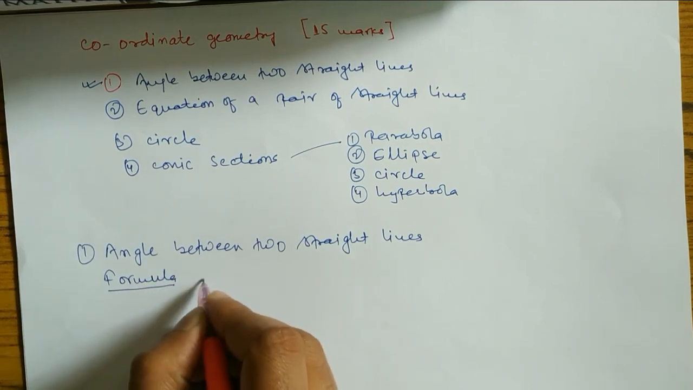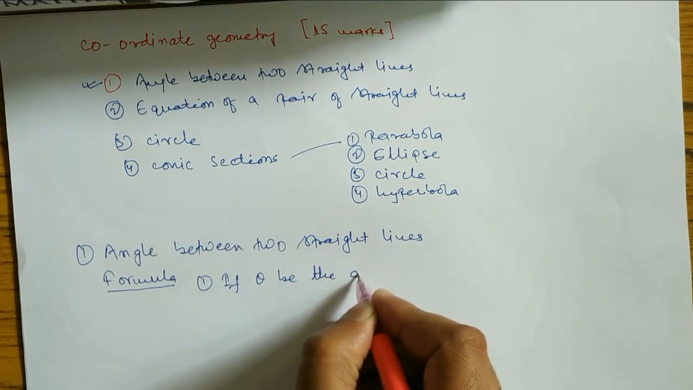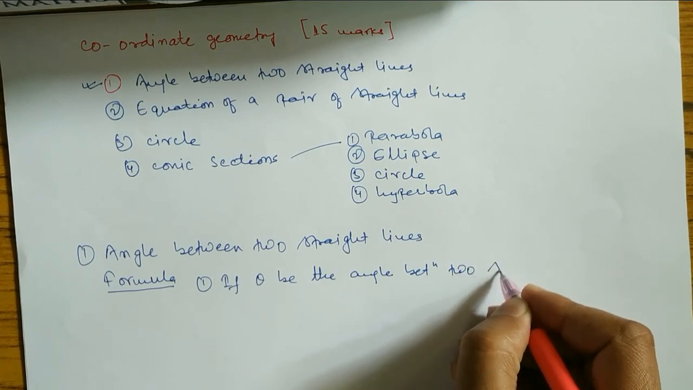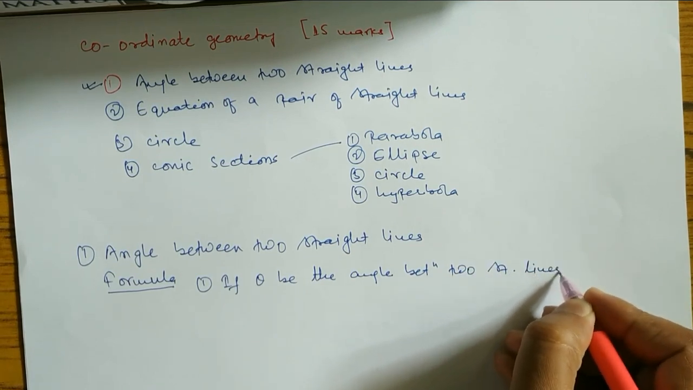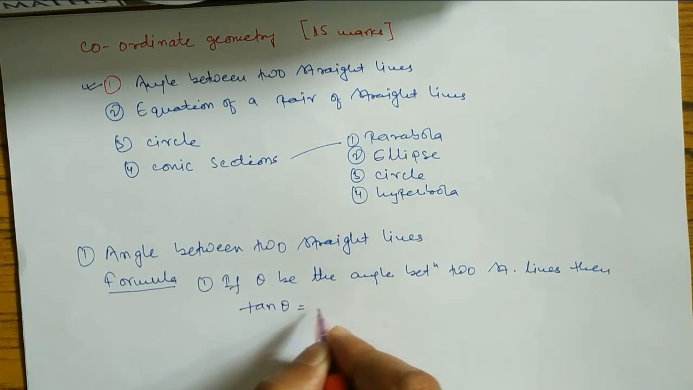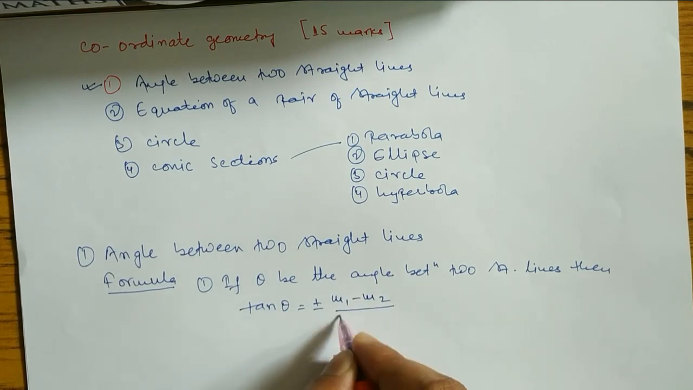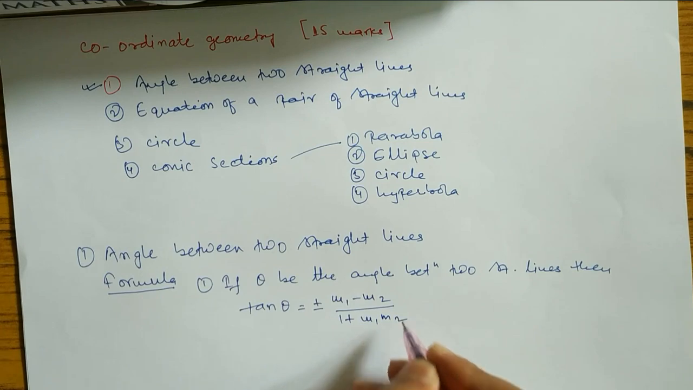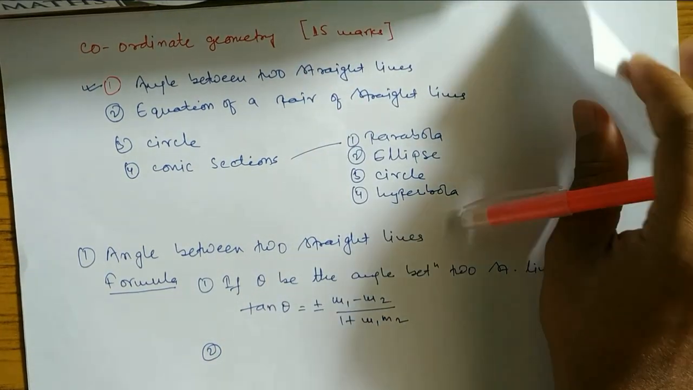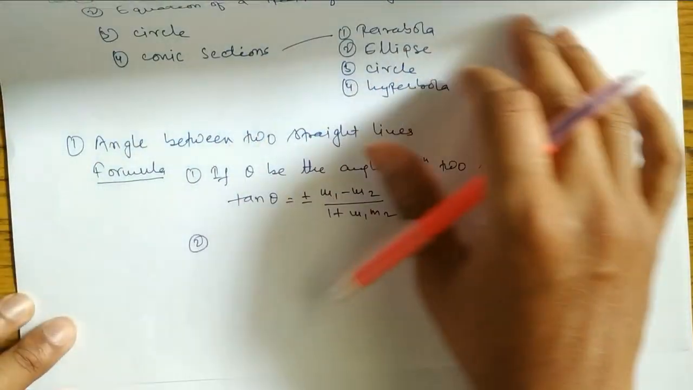Formula number 1, if theta be the angle between 2 straight lines, then the formula is tan theta is equal to plus minus (m1 minus m2) by (1 plus m1 m2). Similarly, number second formula is there. You have to remember these all.